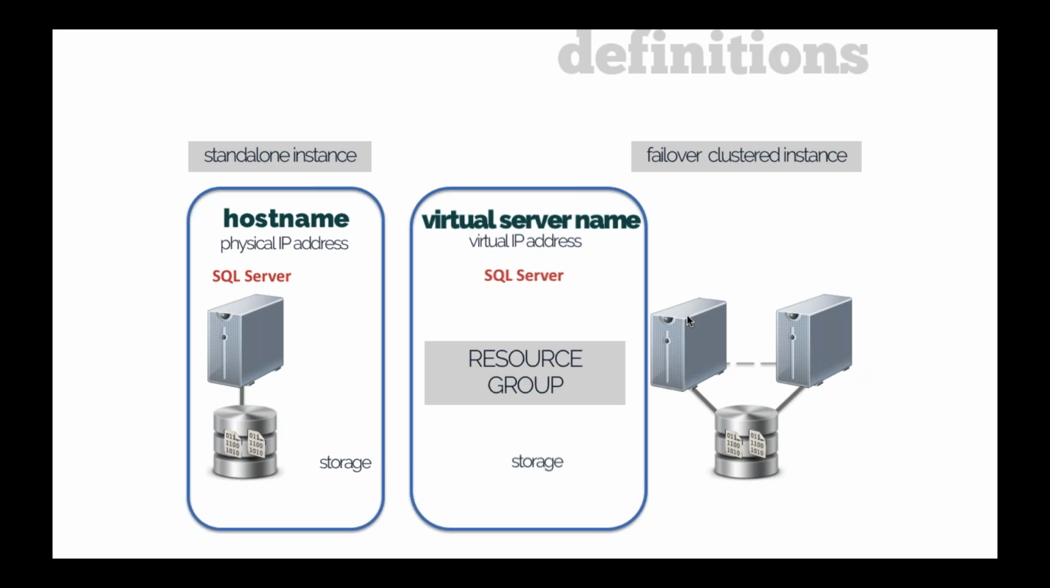I can't move the virtual server name and let it run on the server on the left while the SQL Server resource is running on the server on the right. If the virtual server name is running on the server on the left, everything else should be running on the server on the left, which means even the shared storage is managed by the server on the left, or owned by the server on the left. Again, regardless of whether this is a failover clustered instance or an availability group.